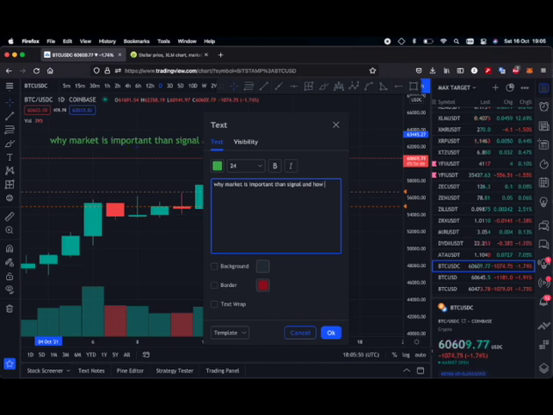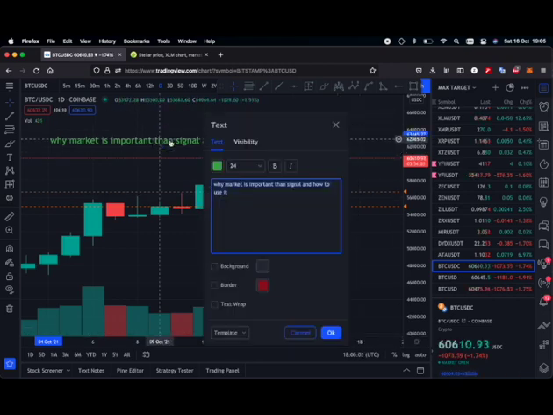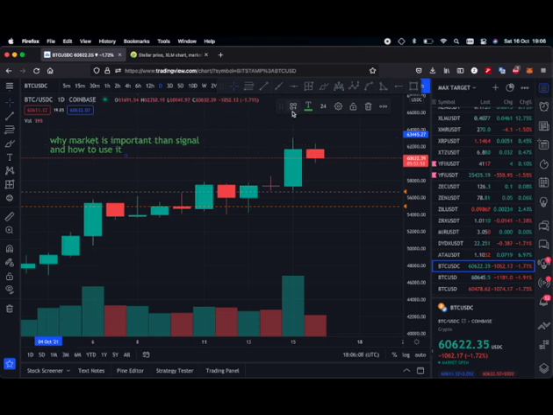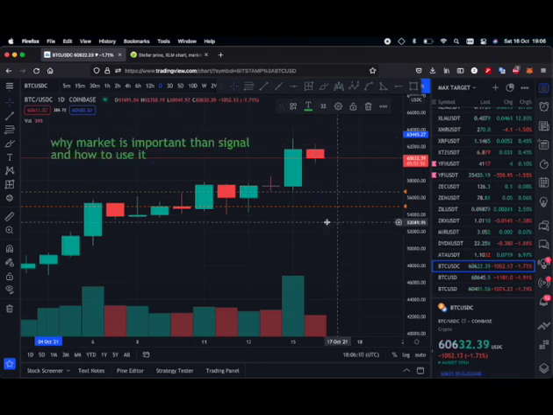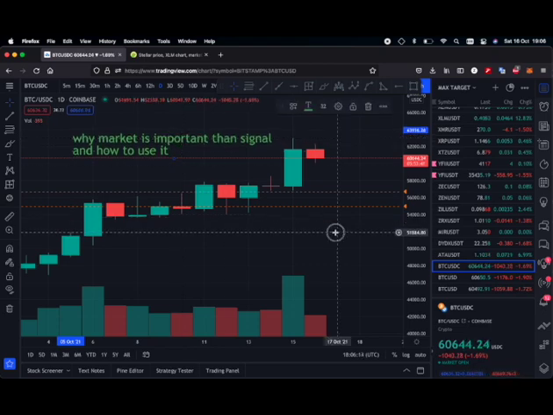And how to use it. You can see here we have why market update is important and how to use it. It's way more important than trading signal, and how to use it.